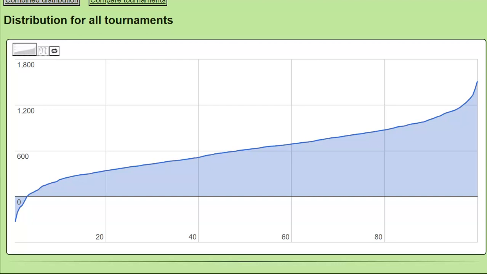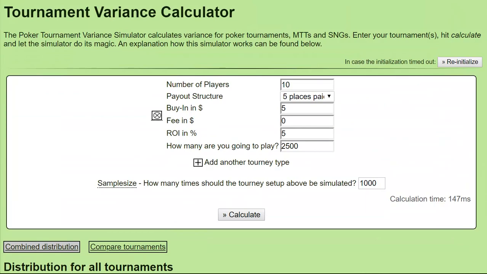So this is a very nice tool to get how large a sample you need to play to get to the long run, as well as other results that if you scroll down, you can see and check out. But for right now, this is going to be how we look at it.